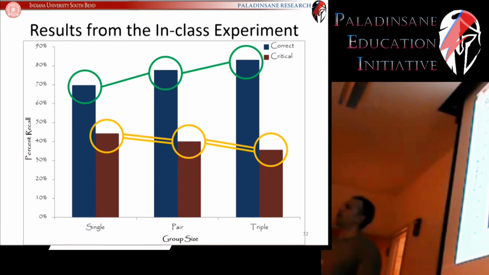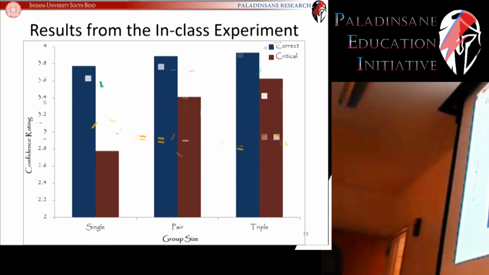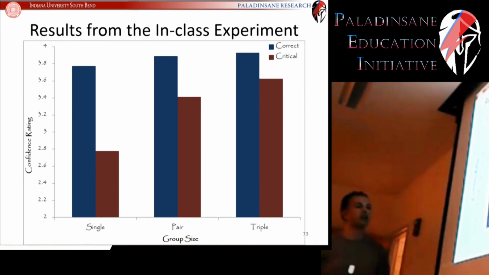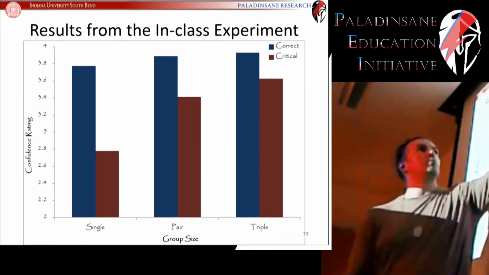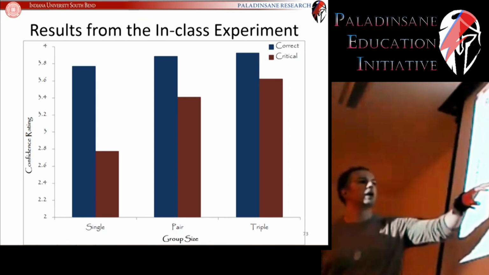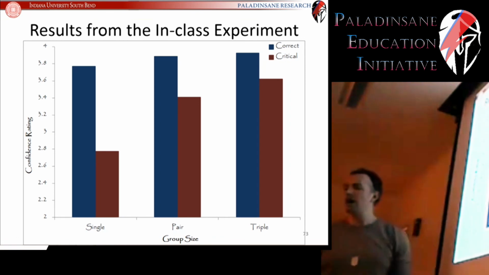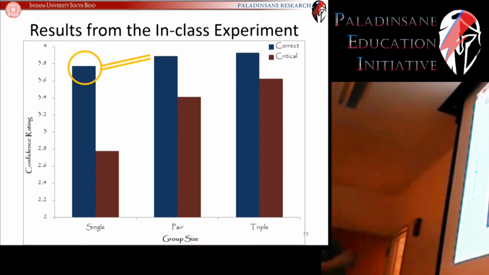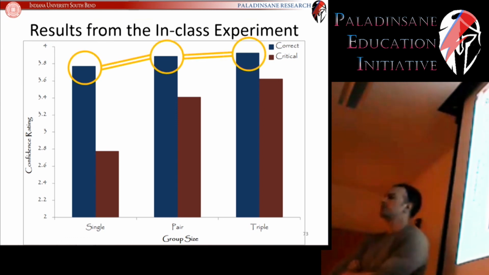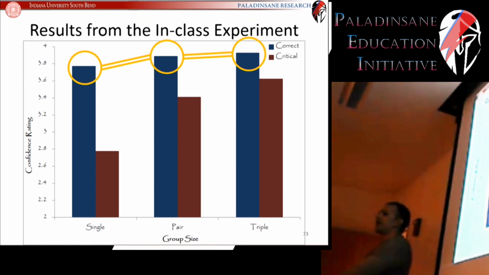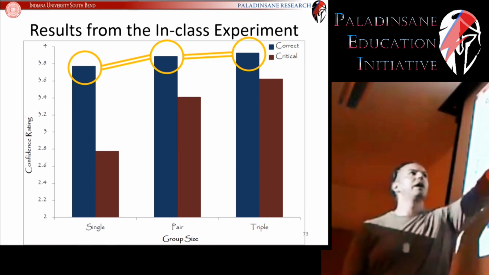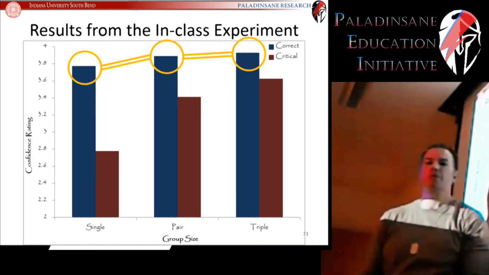But what about your confidence? So these are the confidence ratings. Higher bars means higher confidence. These are the blue bars for correct items. The red bars are confidence for false memories, for critical items. Just real quick, there is no difference among group size for the recall of correct items. So individuals are just as confident in their words as pairs and groups of 3.